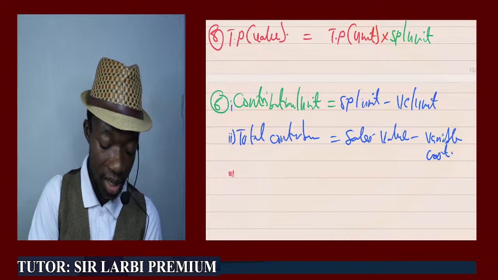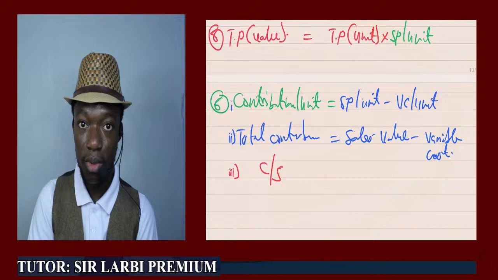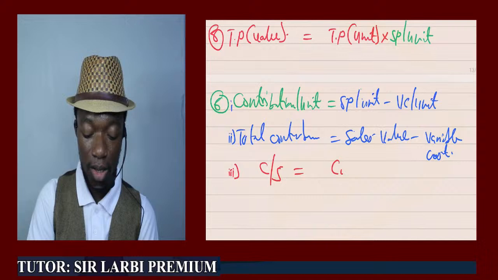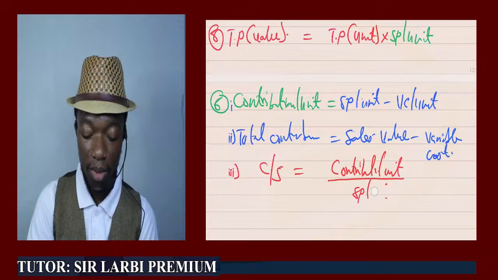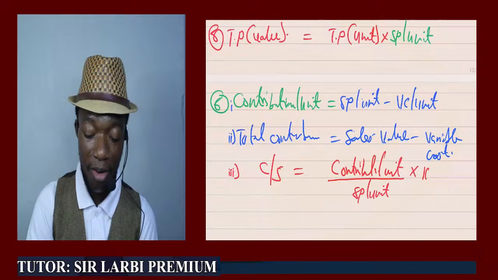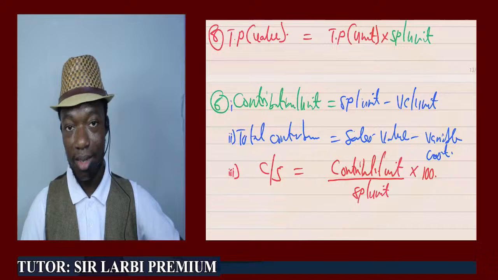So to do that too, we call it CS ratio. CS ratio is the same thing as our contribution. So it can be contribution per unit divided by our selling price per unit, and then multiply by 100. I'm not saying 100%, I said 100. So don't be cooked to write 100%. By the time you realize, you're multiplying by a different thing altogether.